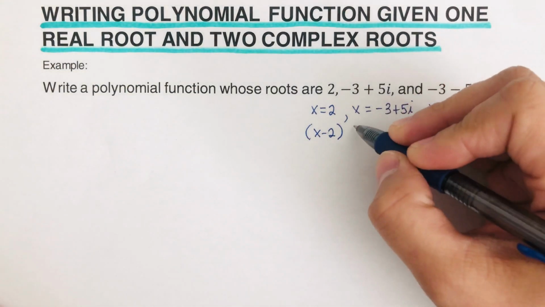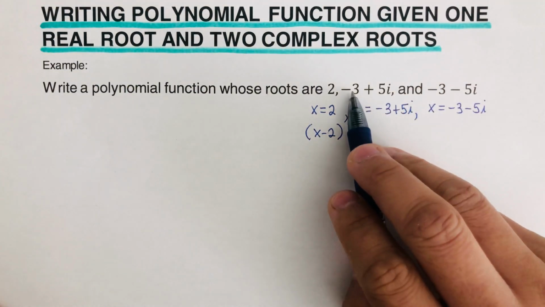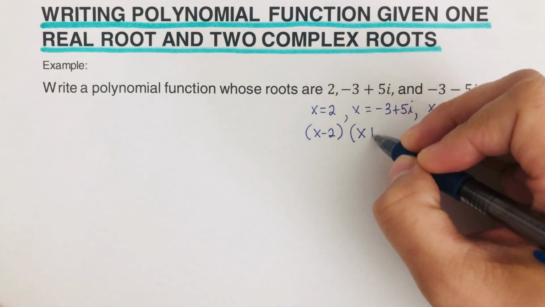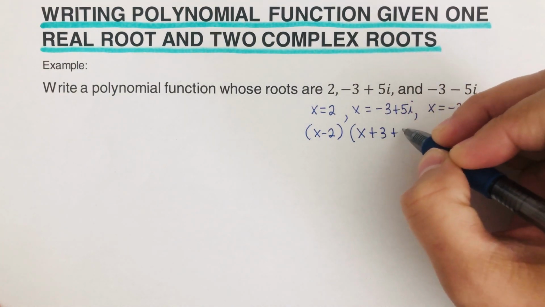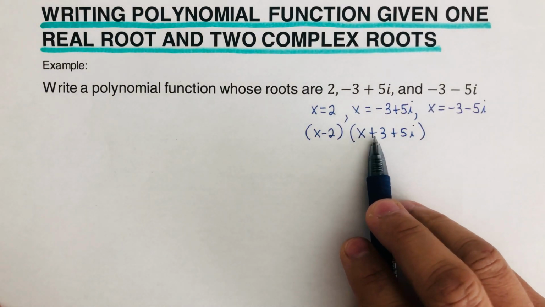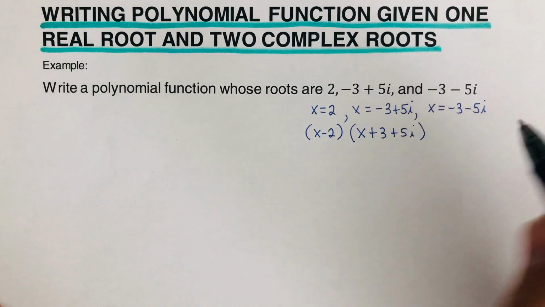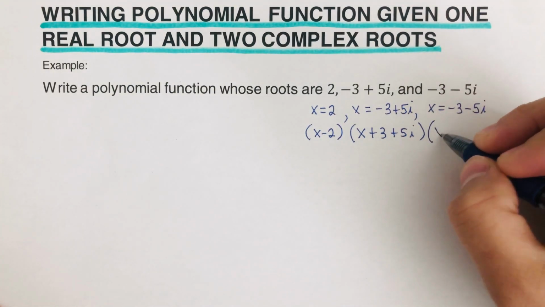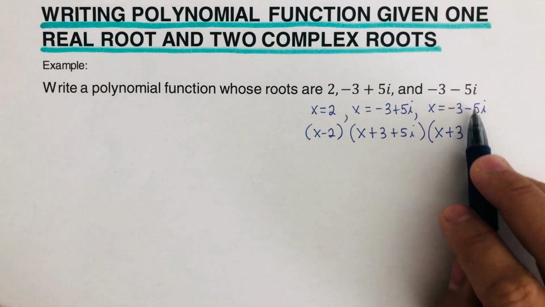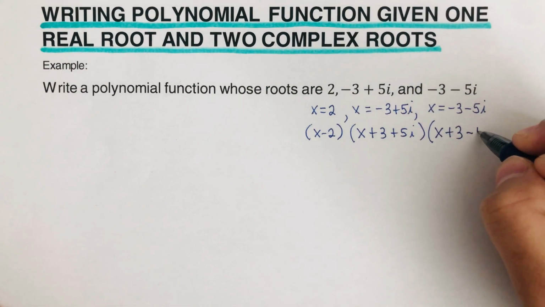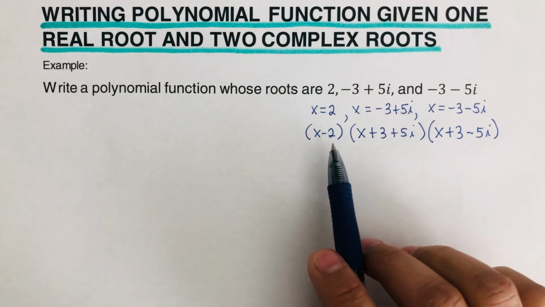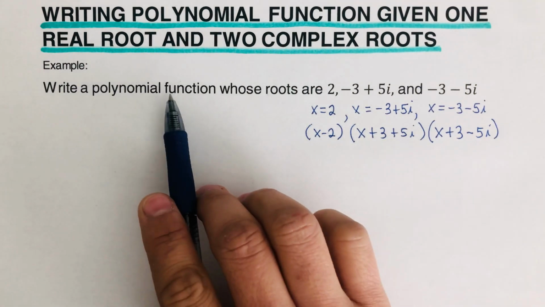This one right here can be written as, again, we switch this and keep. So that would be x plus 3 plus 5i. So what I did was I switched this, it becomes a plus 3, and then I keep the 5i. And we do the same thing for the other one. That would be x plus 3, I switch, and then I keep. So that's minus 5i.